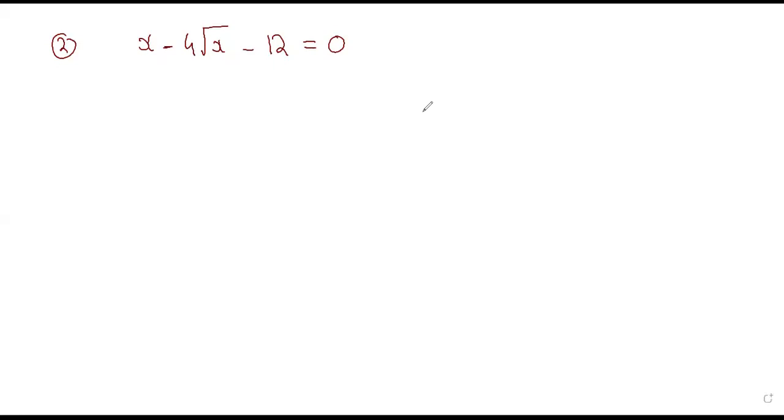Now it is x minus 4 root x minus 12 equals 0. You only know how to solve a linear equation, and you know how to solve a quadratic equation. We don't know how to solve this different kind of equation. This is not a linear equation. This is not a quadratic equation. This is a complicated equation which we need to solve, right? How to solve it?